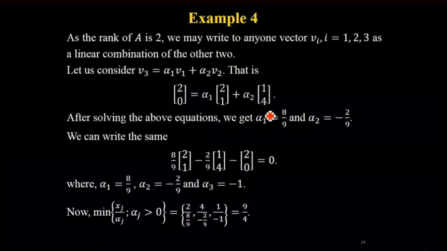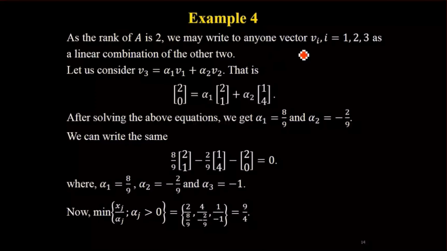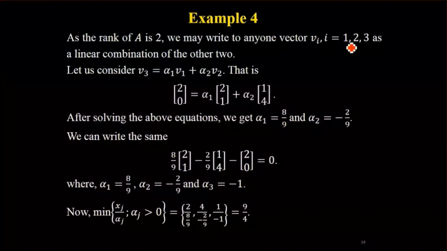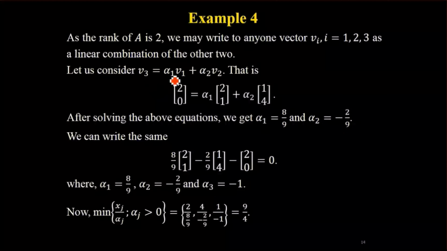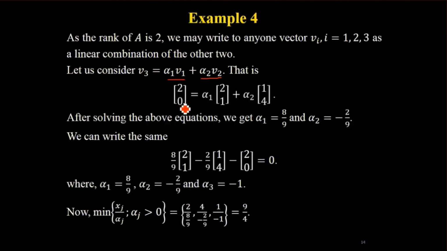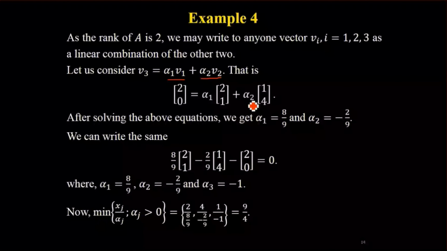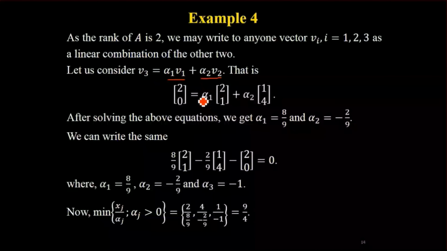So the first step is that as the rank of A is 2, we may write any one of the vectors vi, that is i = 1, 2, 3, as a linear combination of the other two. So I am writing v3 equal to alpha 1 v1 plus alpha 2 v2. That v3 was (2, 0), so (2, 0) I can write as alpha 1 (2, 1) plus alpha 2 (1, 4).